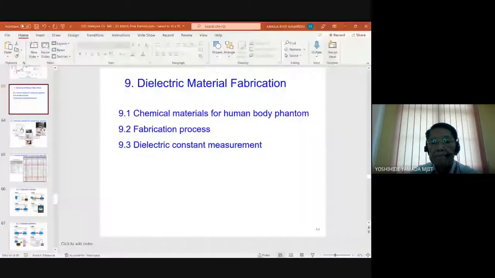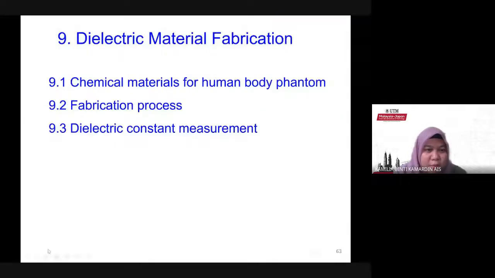Okay, Assalamualaikum and good afternoon, everyone. So I will continue for the last chapter of the talk today. We're going to explain about the dielectric material fabrication. So we will discuss the chemical materials for the human body phantom, the fabrication process of the human body phantom, and finally the dielectric constant measurement.